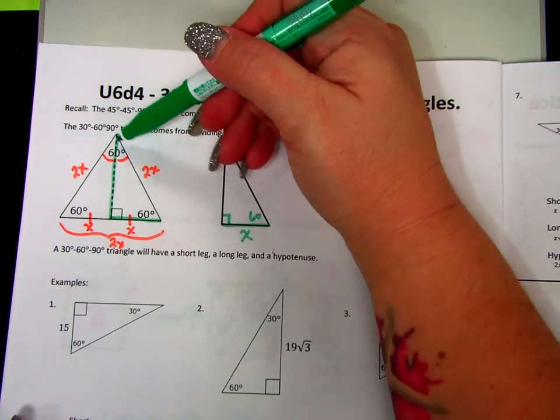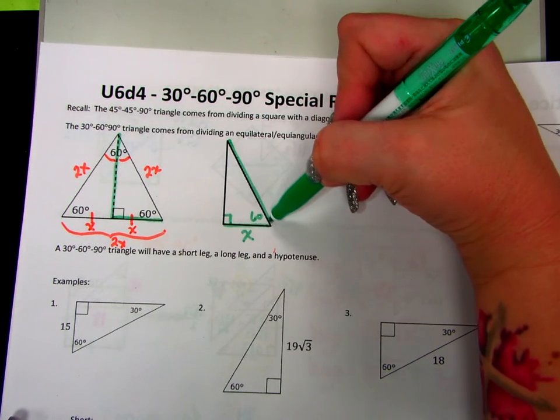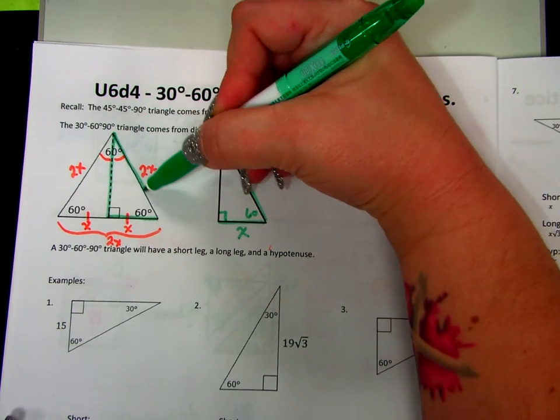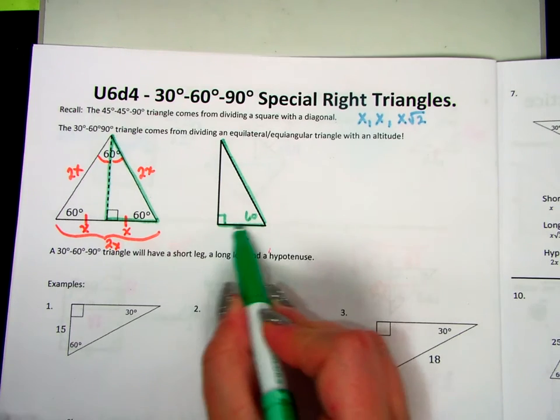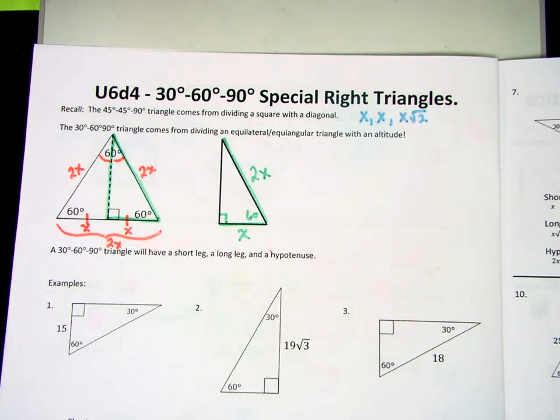So if the whole side was 10, so each of these little pieces are 5, then when I look at just half the triangle, that piece would be just 5, right? But the hypotenuse, this side here, comes from this whole side here. So if I know this leg here is x, then my hypotenuse has to be double that. Does that make sense? So then the only thing we don't know is my long leg. That's the only thing we don't know.